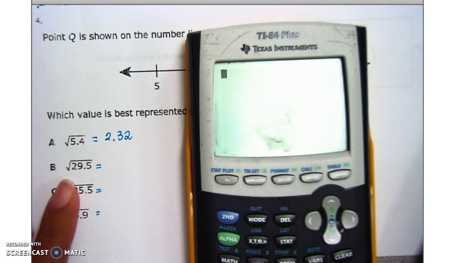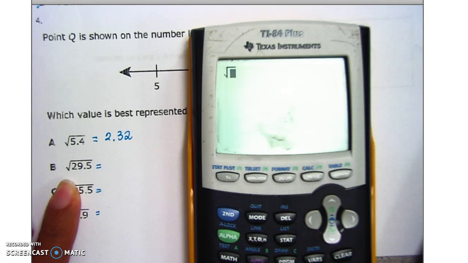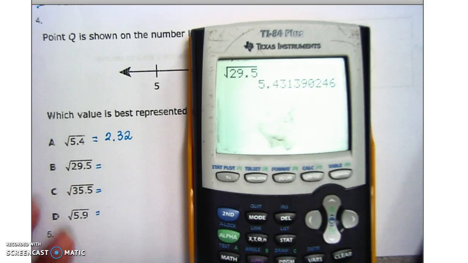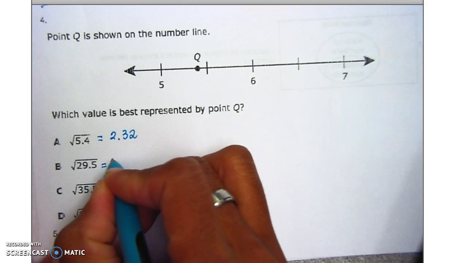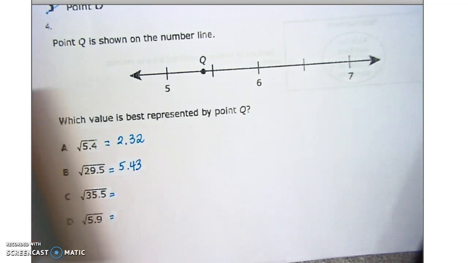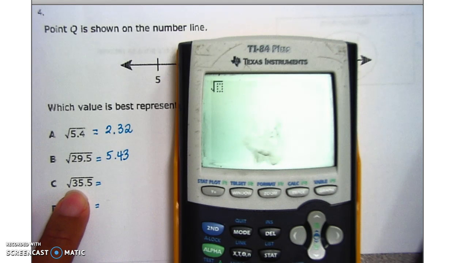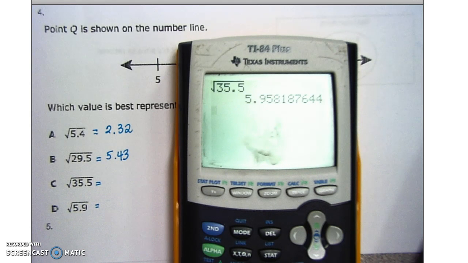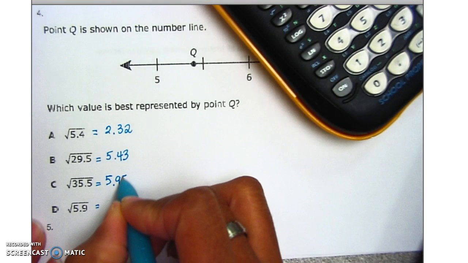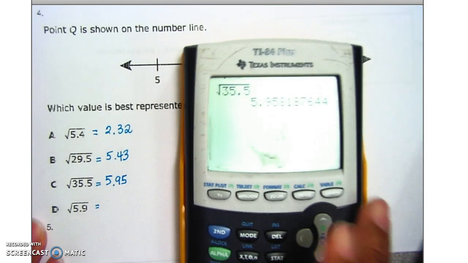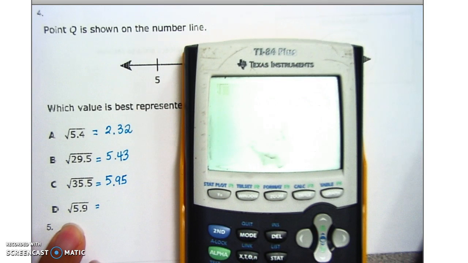Then we're going to go second, x2, 29.5. 5.43. Then we're going to go second, x2, 35.5. 5.95. And you should be practicing this with me, not just watching the video. Second, x2, 5.9. Got 2.42.